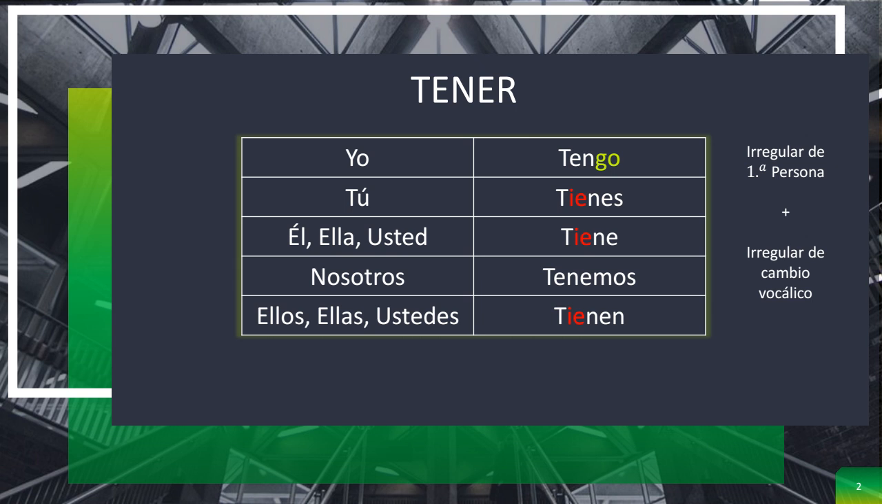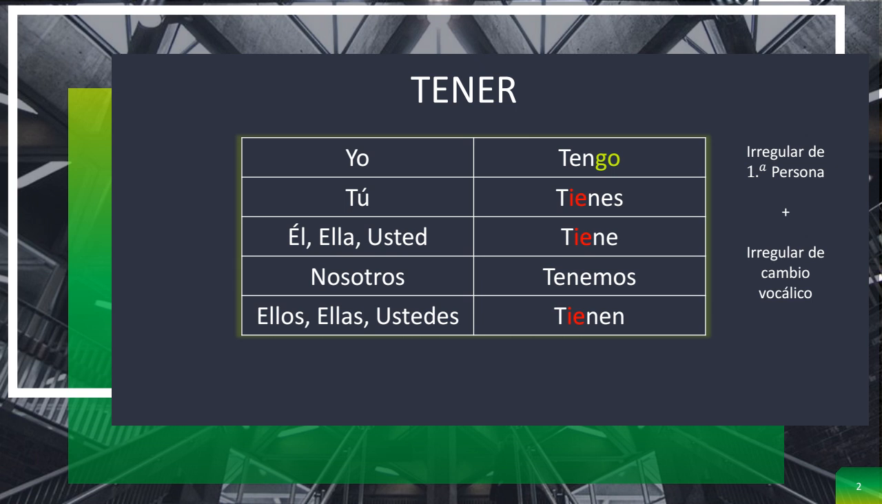Now remember that stem changers do not change in the nosotros form. So that's why we don't change the E to an IE in the nosotros form. We just keep it as tenemos. Now, if you don't remember what a go verb is or what a stem changer is, that's okay because we're going to review both of those different types of irregular verbs in a future lesson. For now, you'll just want to memorize the conjugations for tener and remember that it's a mixed irregular verb, because it is a go verb and it's also a stem changer.